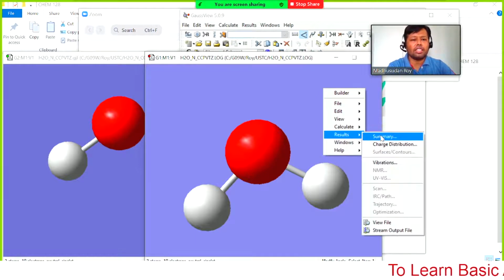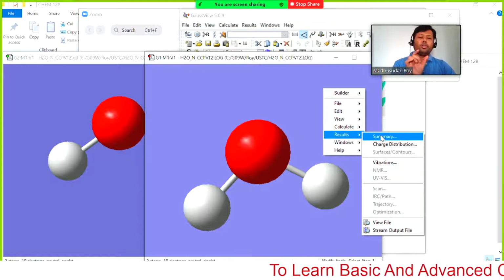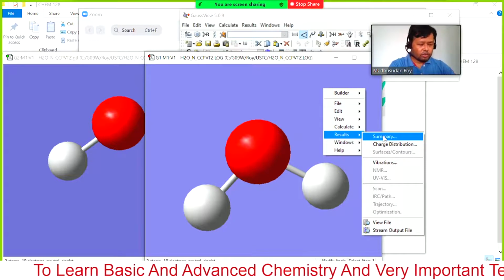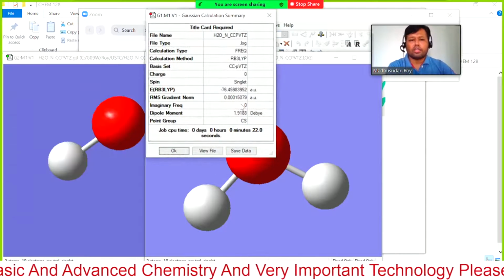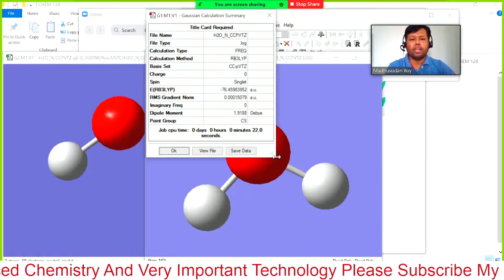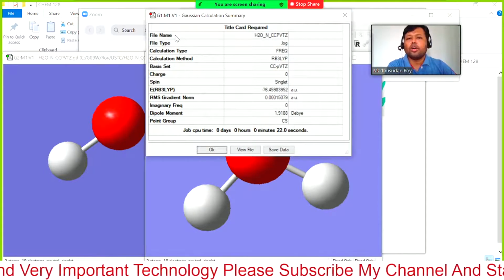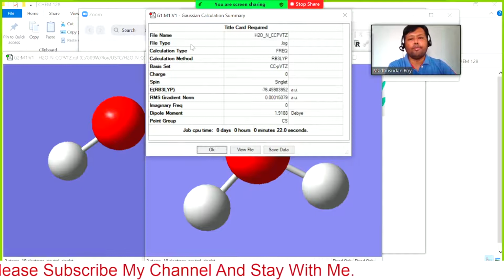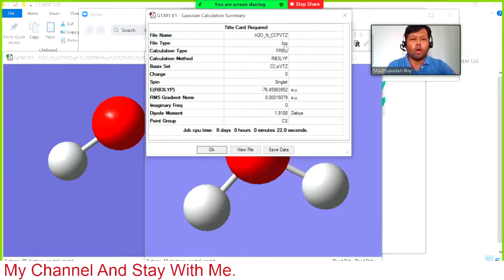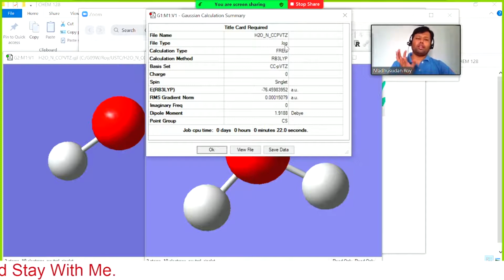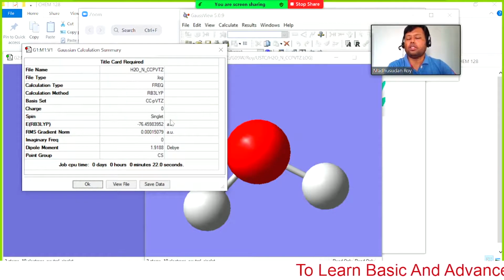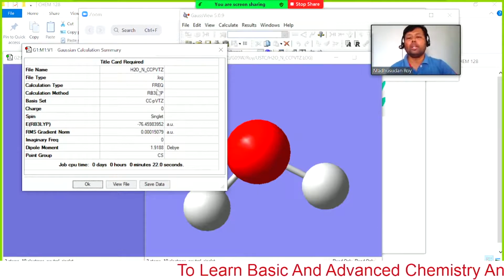So let us see the results summary. It will give you a very short summary of whatever calculations the computer performed. In the summary you can find several parameters. What is the name of the file? Already we have given H2O, and the basis set name, that is the file name. File type is .log, which means output file. It can be .out or .log. Then calculation type: frequency, because we mentioned optimization and frequency, so it is showing frequency also.